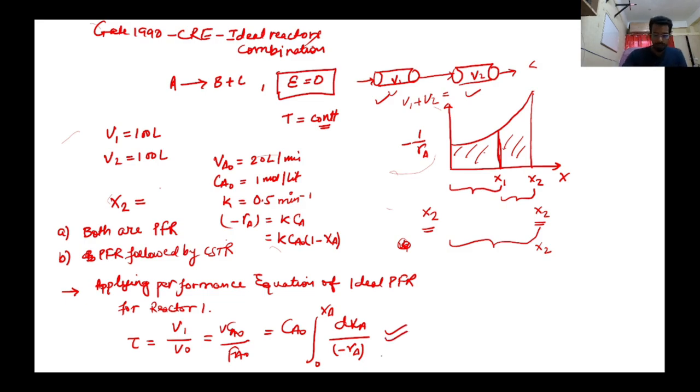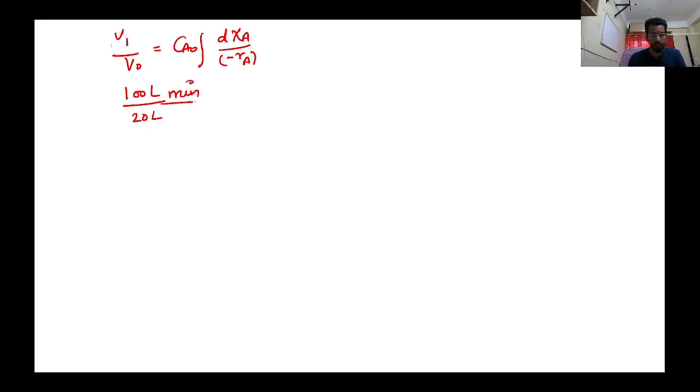Okay, so we will use V1 upon V naught is equal to CA naught integral of dXA upon minus RA. Okay, we are using it for the first reactor only. So first reactor volume is 100 liter. V naught is 20 liter. We will not forget the unit, right? We will write the unit along with the numerical value. CA naught. Why am I not writing the value? You will get to know.